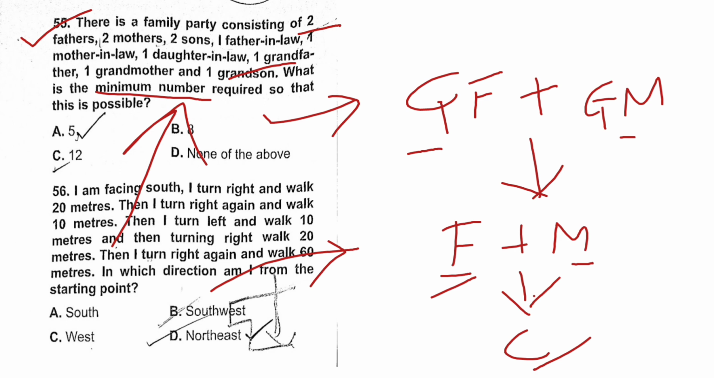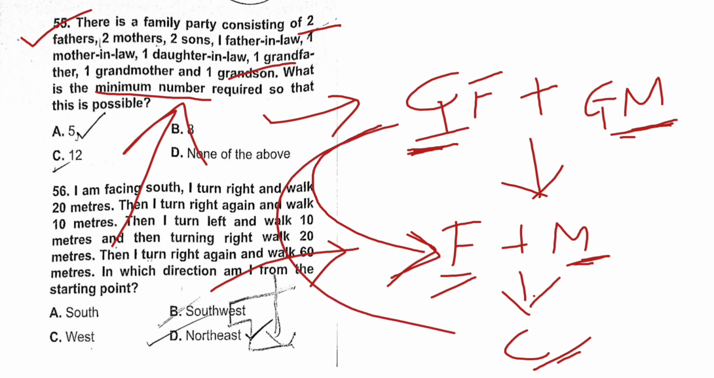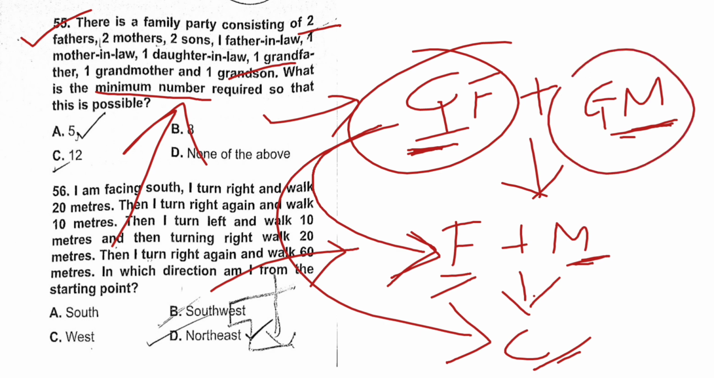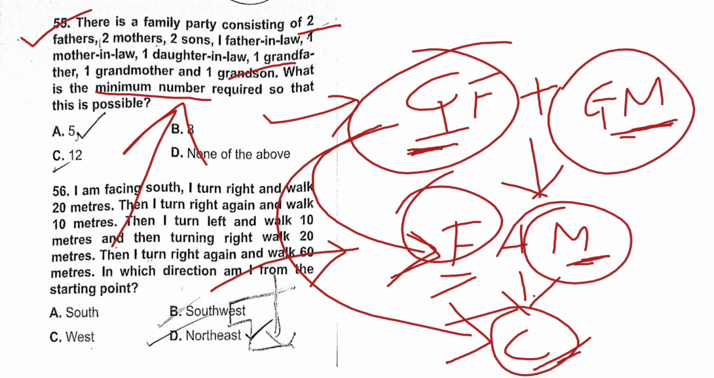Now next, one father-in-law and one mother-in-law. Suppose we consider this grandfather and grandmother as the parents of this father, then they will be the in-laws of this mother. So one father-in-law, one mother-in-law. For this child, one grandfather, one grandmother, and for these grandparents, one grandson. So in total, how many people do we have? One grandfather, one grandmother, father, mother, and the son. So in total, we have five people. So 5 is the correct answer.